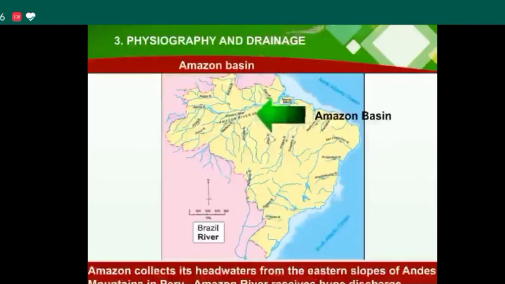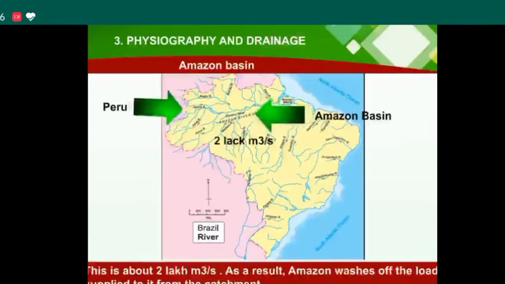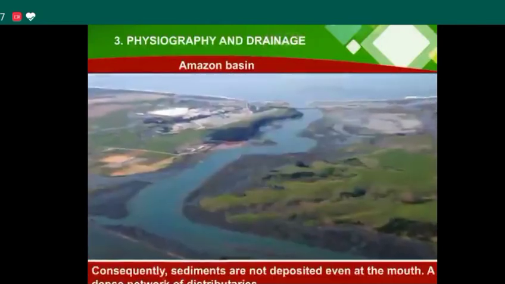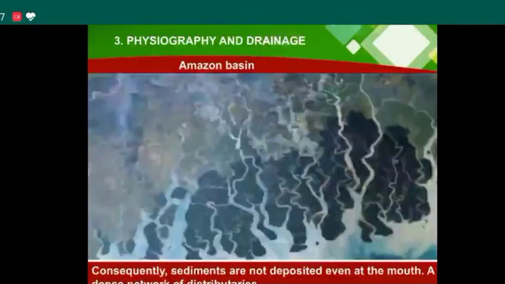Amazon Basin. Amazon collects its headwaters from the eastern slopes of the Andes Mountains in Peru. The Amazon River receives huge discharge, about 2 lakh cubic feet per second. As a result, the Amazon washes off the loads supplied to it from the catchments. Consequently, sediments are not deposited even at the mouth.